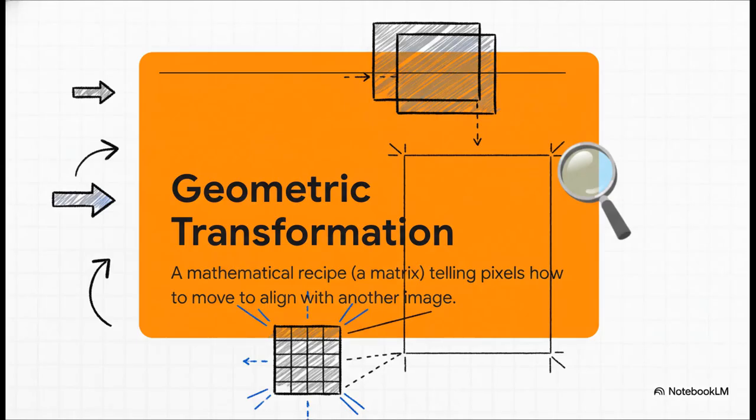And what's so cool is that we can bundle all of that movement, the sliding, the turning, the perspective, into one single mathematical recipe. It's called a geometric transformation. You can just think of it as a set of instructions that tells every single pixel in the right image exactly where it needs to move to line up perfectly with the left image.